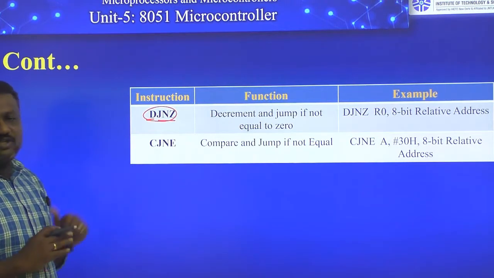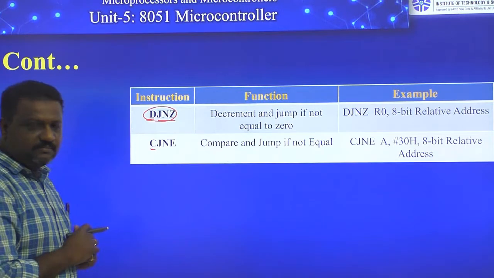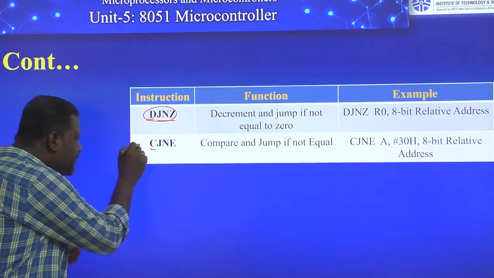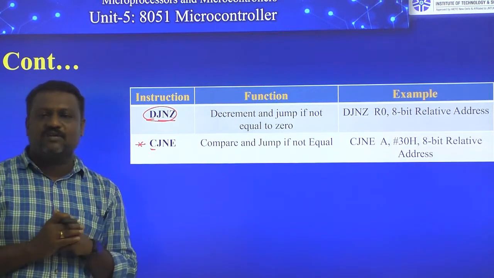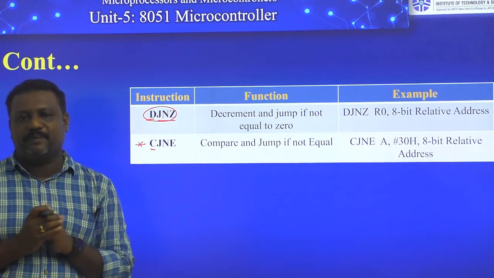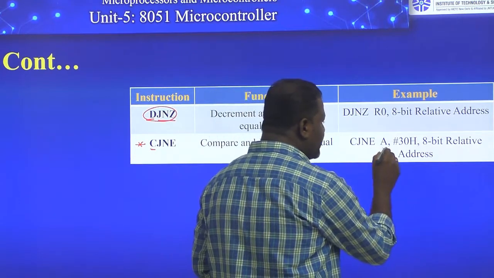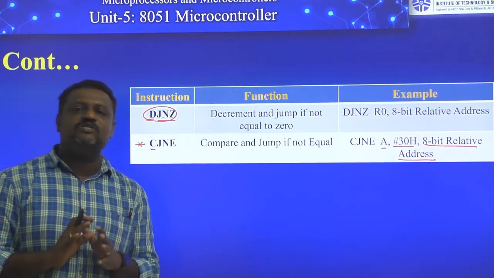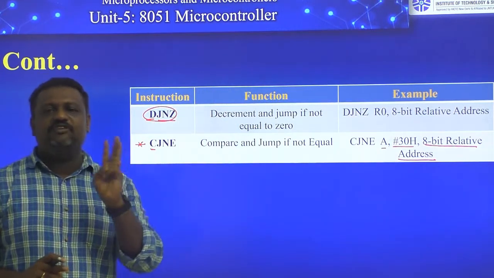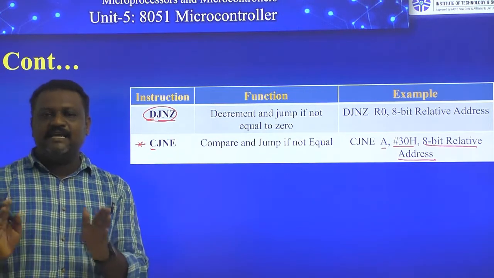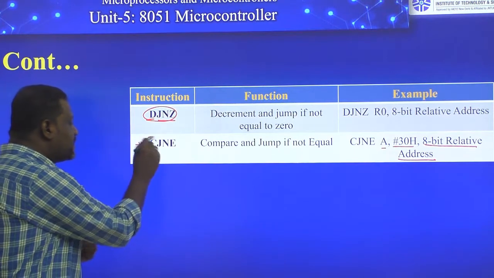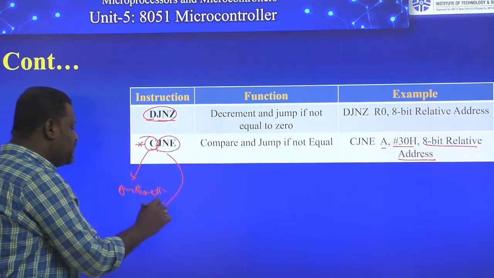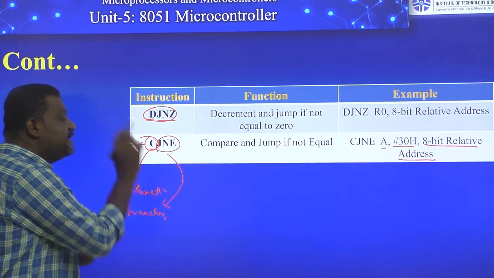And coming to the last, CJNE. Here C represents compare, JNE means jump if not equal. So remember friends, this is the only instruction in the entire 8051 microcontroller that has 3 operand fields. See here friends, this is the first operand, this is the second operand, and this is the third operand. In the entire 8051 instruction set, this is the only instruction which may have 3 operand fields. And again it is a combination of 2 instructions. One is compare, which is an arithmetic related instruction, and JNE is again a conditional branching related instruction.